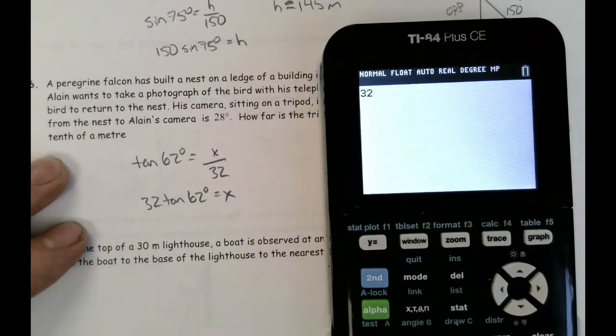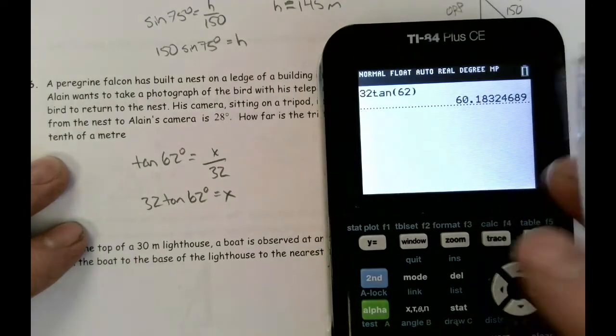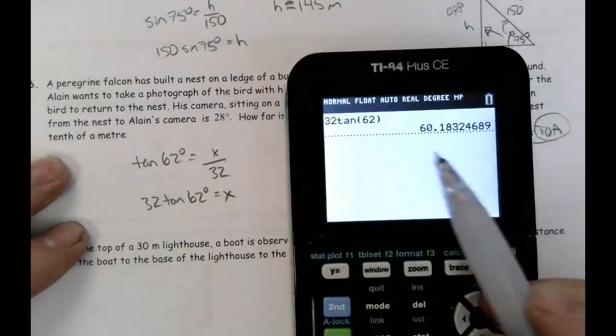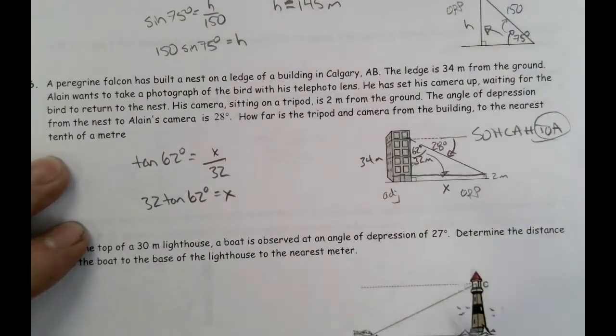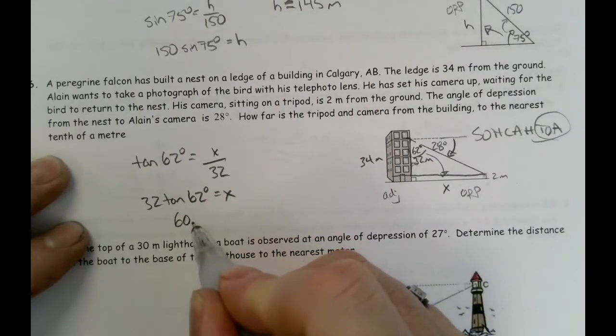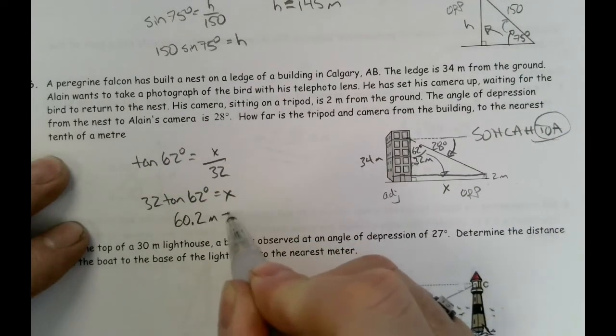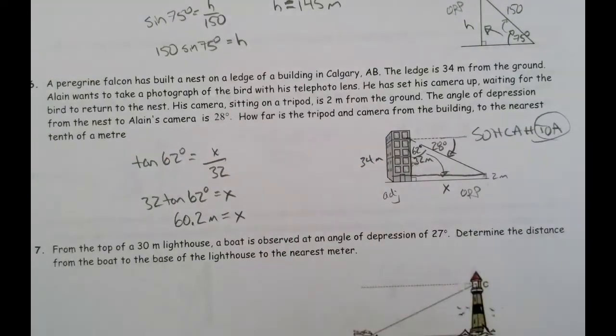So 32 multiplied by the tangent of 62, and it says to the nearest tenth of a meter, so I'm going to round that to 60.2. Okay, so 60.2 meters is how far away that camera is from the base of the building.